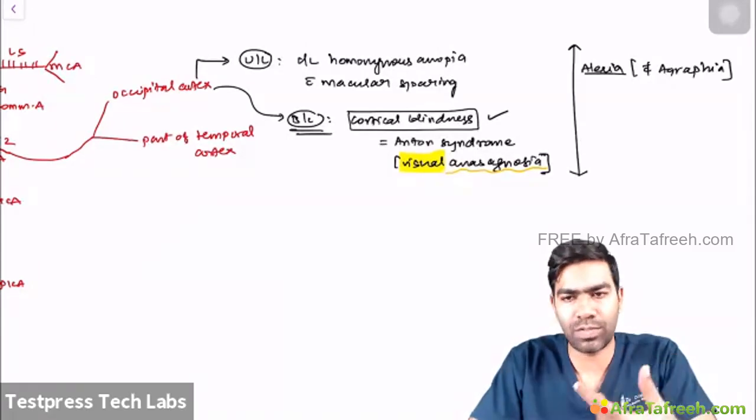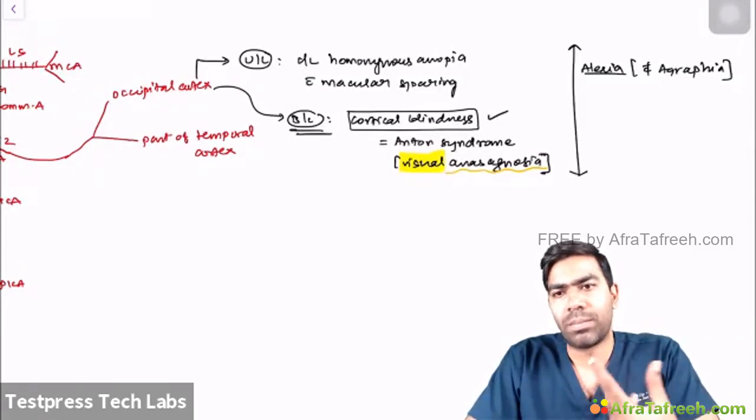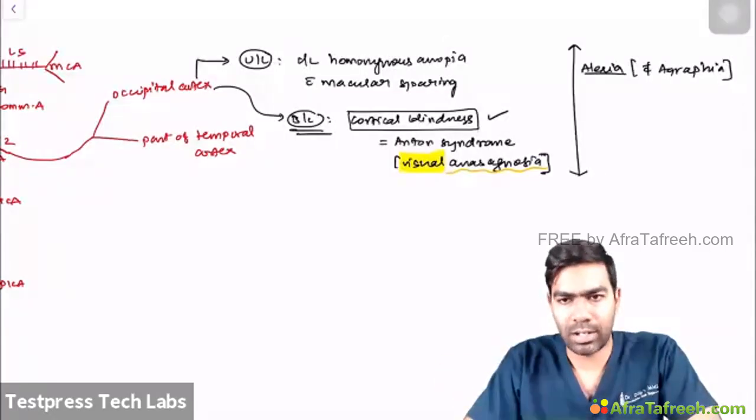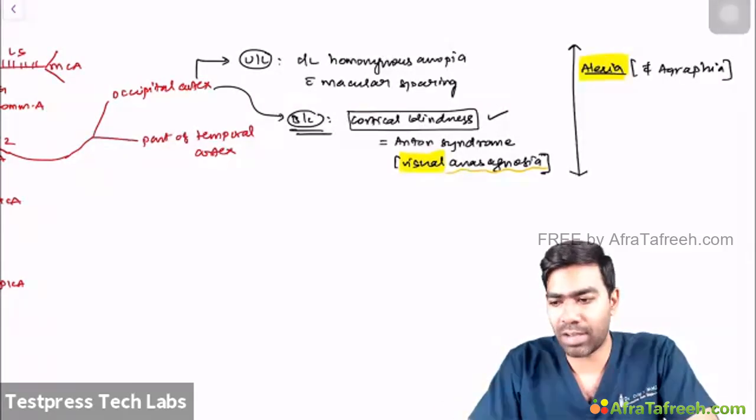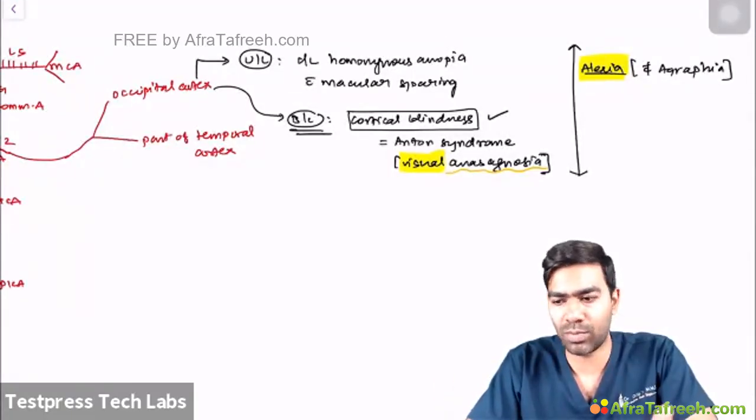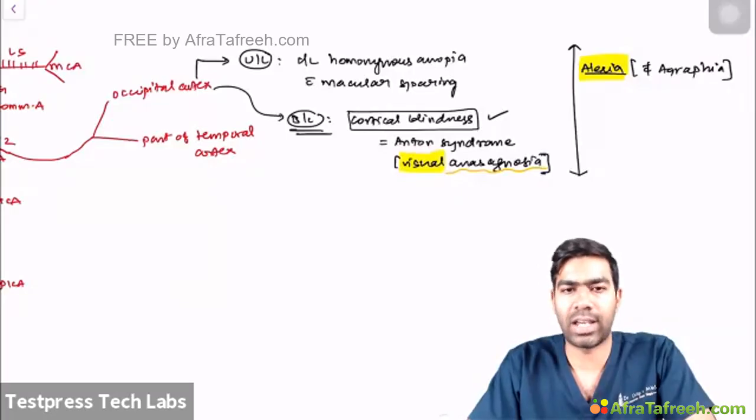That's a function of a dominant, what is that? Angular gyrus, which you have seen in the parietal lobe. So that's why this will result in a very peculiar form of syndrome called alexia without agraphia. The patient will be having difficulty in reading, but they won't have any difficulty in writing. So that's what we refer to as alexia without agraphia.